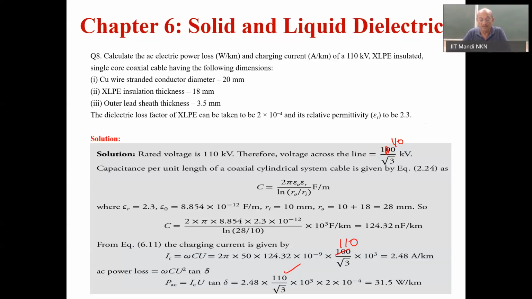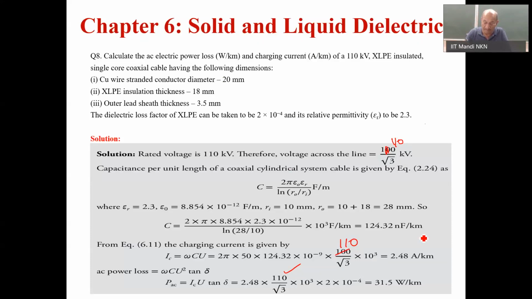Epsilon r has no dimension, so the dimension of epsilon naught will be farads per meter, and epsilon naught is 8.854 times 10 to the power of minus 12 farads per meter. Epsilon r is given to you as 2.3, and Ri is half of the 20 millimeter diameter of the conductor, plus 18 millimeter thickness of the dielectric, which makes Ro 28 millimeter. If you put everything in, it should work out to be like this.